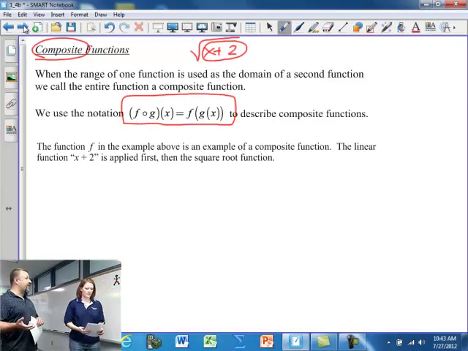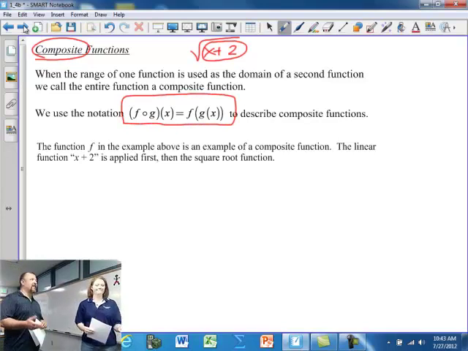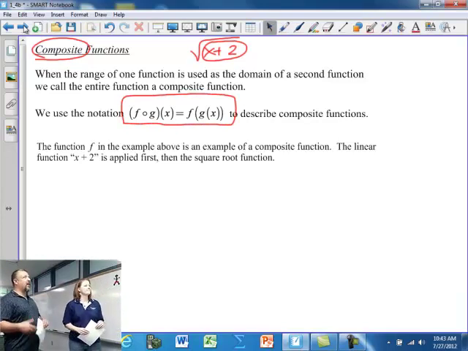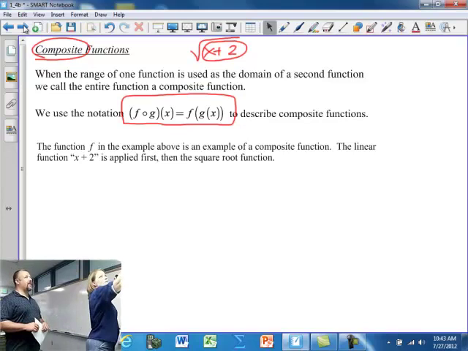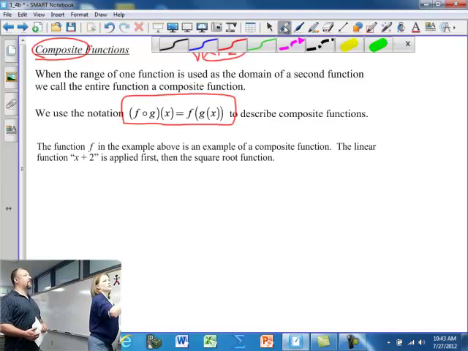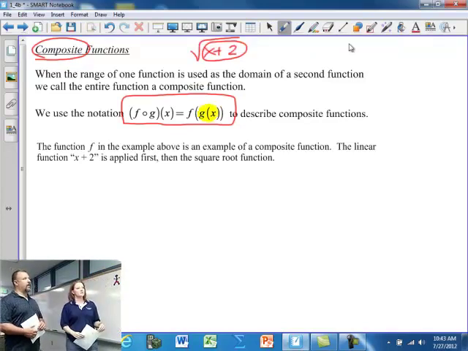Now, there's this notation, it's called circle notation. It kind of spells fog, but it's f circle g of x. It means to compose f with g. But that's kind of confusing. It is very confusing. So why don't we write it as f of g of x? So all you're going to do is take the g of x and have that be the input of the f function.